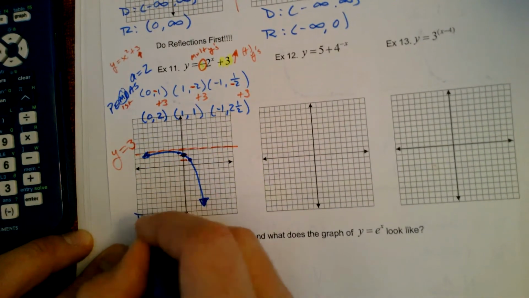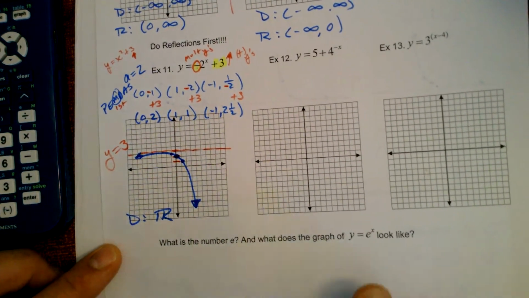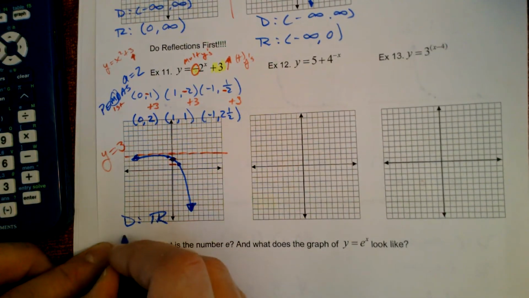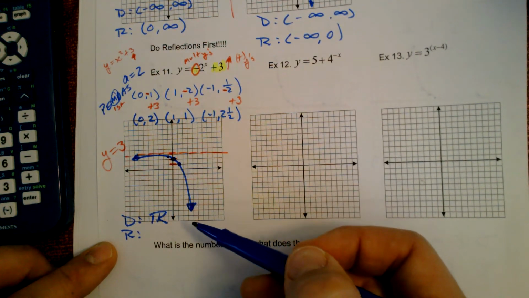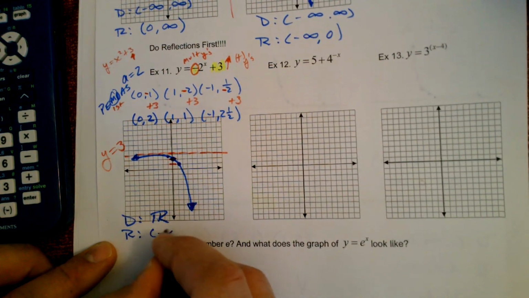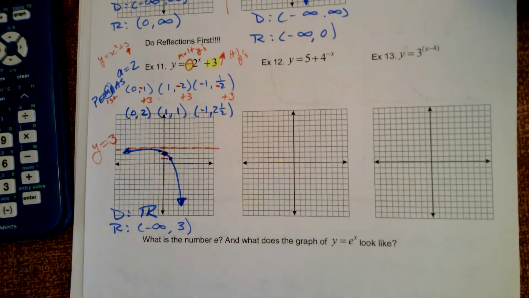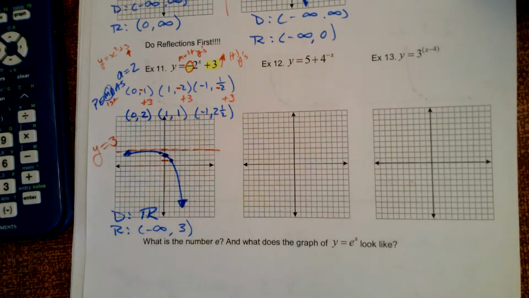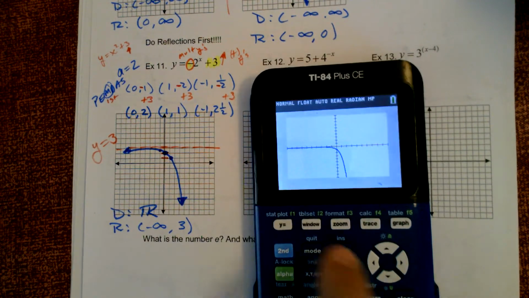Again, your domain is always the same: all reals, fancy R, negative infinity to infinity, whatever you want to write. And my range goes all the way down to negative infinity and works its way up to the asymptote of 3. That's how you do it by hand, ladies and gentlemen. All right. Questions on what I'm doing?